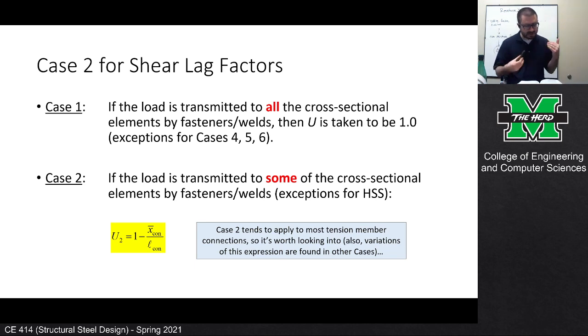Okay. Now, a couple things to keep in mind. If you look at some other cases, like case 4 or even case 6, you'll see 1 minus X bar over L in those expressions. Some of those are hyper-specific cases, like a tension member that's a round tube with a knife plate connection through it, where you use 1 minus X bar over L, and it tells you what the X bar terms are. But in most instances, you're going to have to figure out what X bar and L are, and that's what I want to try and define.